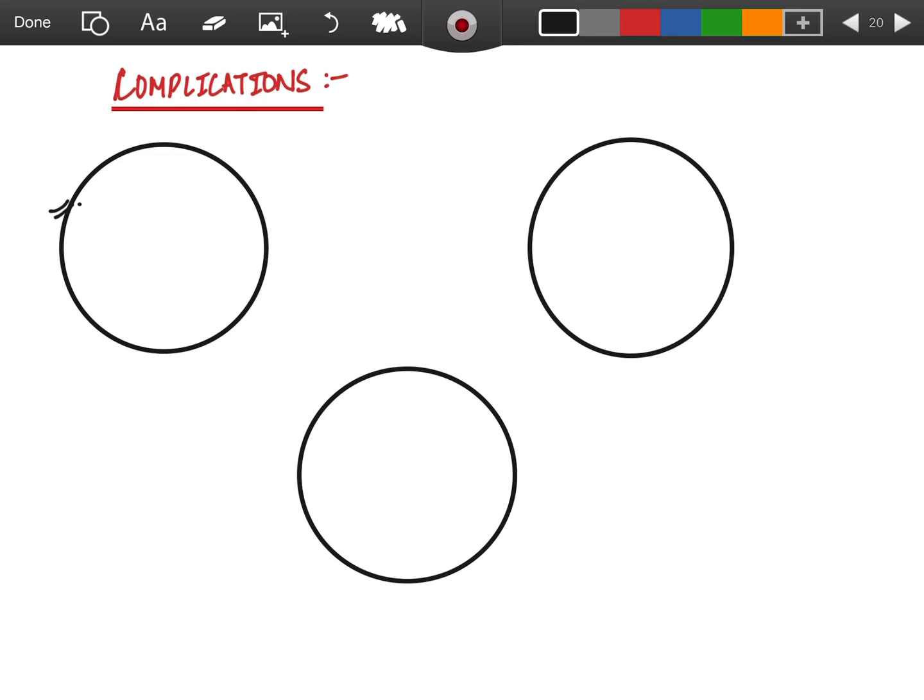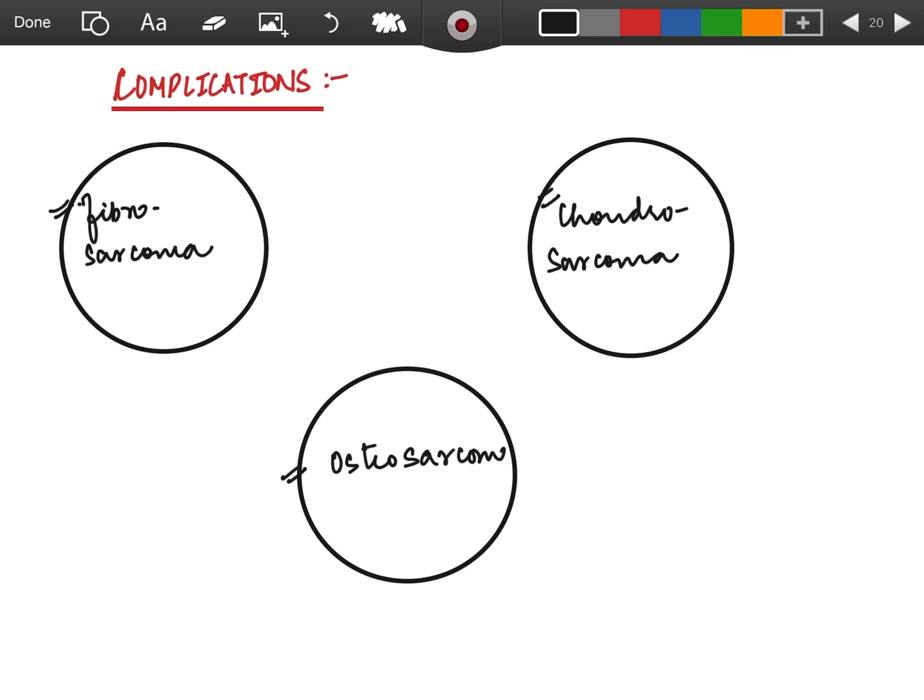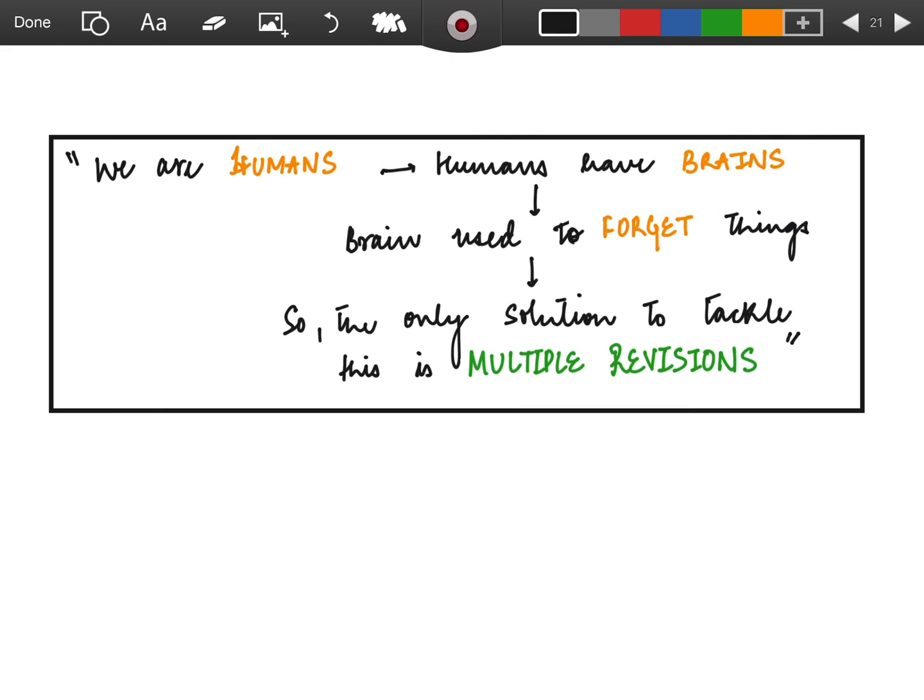Now the complications of fibrous dysplasia, very easy. Fibrosarcoma, because fibrous dysplasia contains a fibrous component, and chondrosarcoma and osteosarcoma. Chondrosarcoma because some bones mature by endochondral ossification.